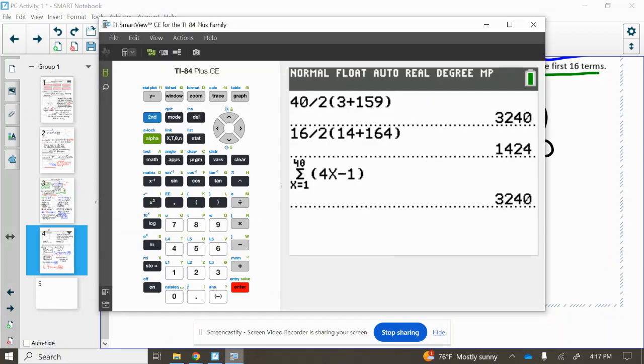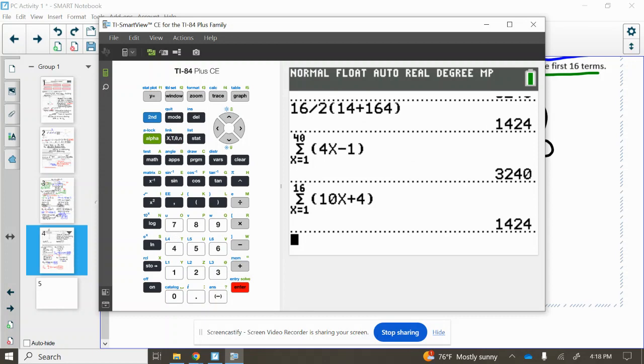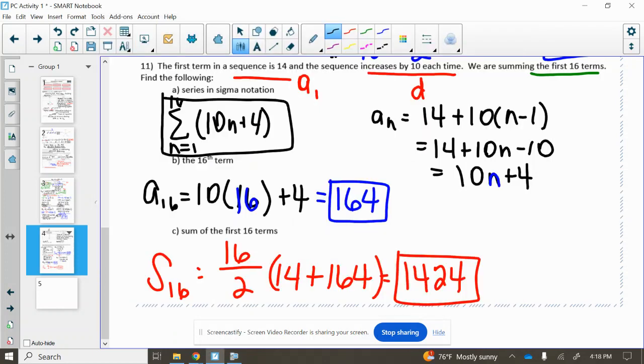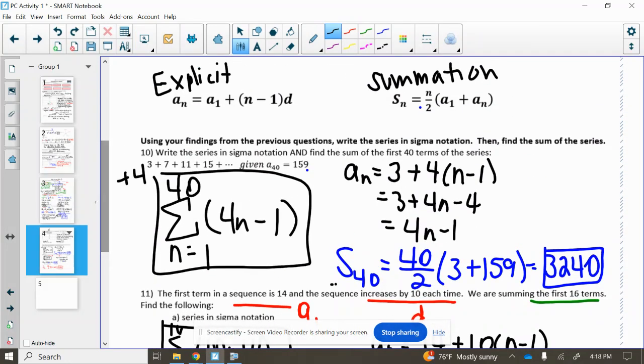Same idea with the one down here. If we do alpha window, option 2, start at term 1 and go to term 16 for this second example, our rule was 10n plus 4. Again, we're just going to use an x for the sake of the calculator. Hit enter, and we get that sum as well. So it gives us some options, if we have a calculator that possesses the ability to do this, to find that sum.